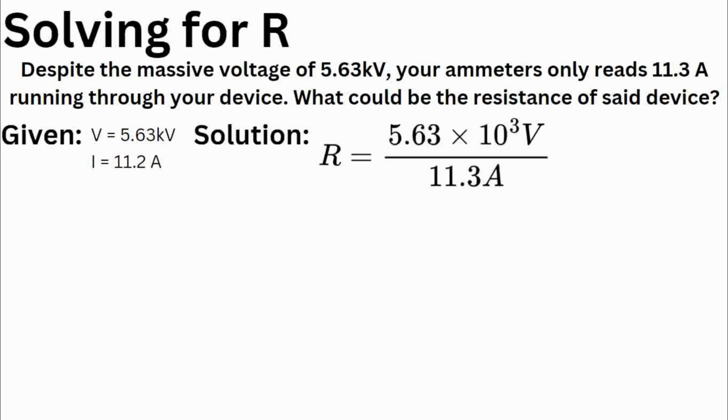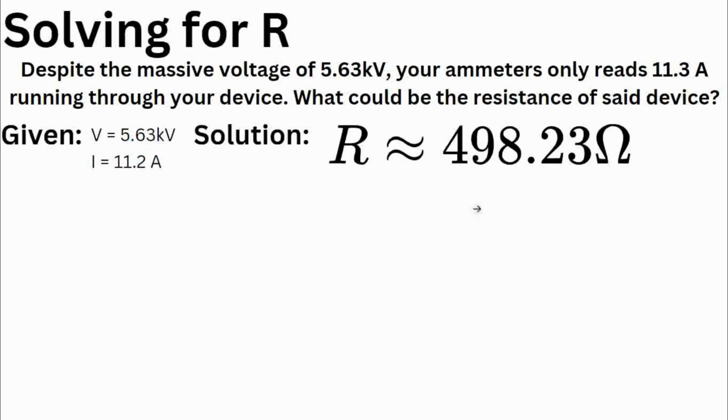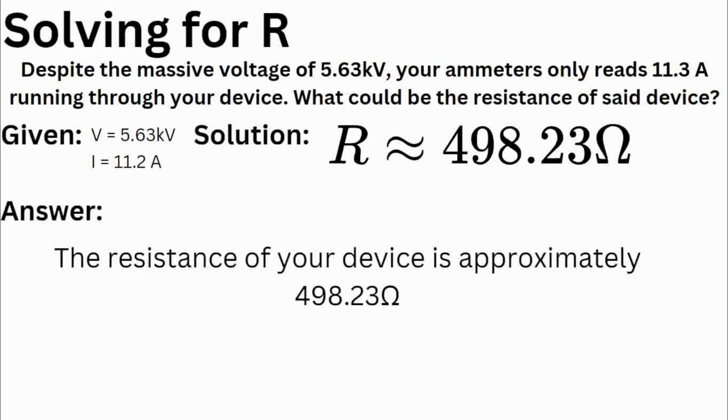So 5.63 times 10 to the power of 3 volts divided by 11.3 amperes. Actually, this is all supposed to be 11.3. Sorry for the typo there. It's supposed to be 3, not a 2. Anyway, put that in your calculator and you end up with a value that is approximately 498.23 ohms. Therefore, the resistance of your device is approximately 498.23 ohms.